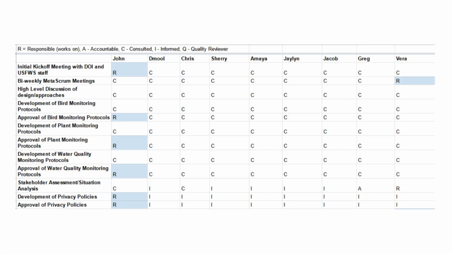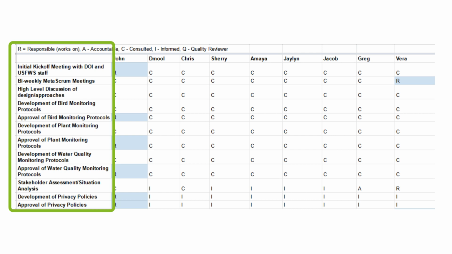Let's look at an example from an actual restoration and citizen science monitoring project. Here you can see the tasks involved in this project listed on the left, including developing bird monitoring protocols, approving privacy policies, and hosting an initial kickoff meeting with partners.